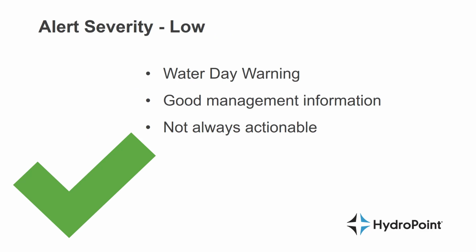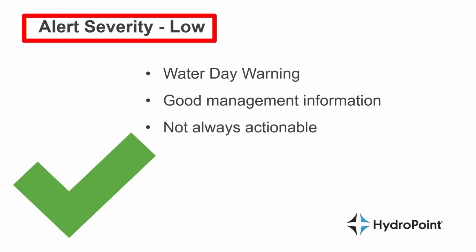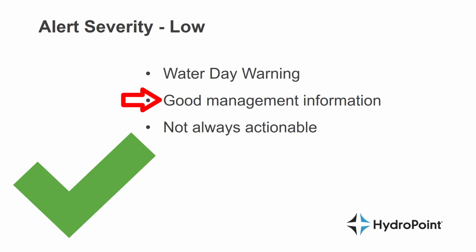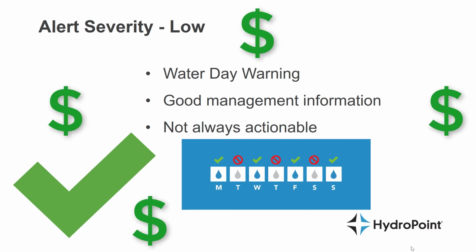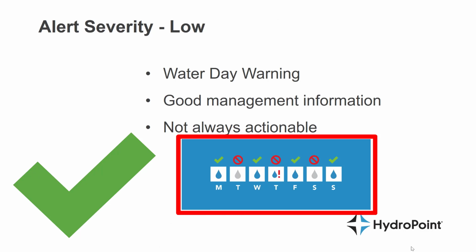The water day warning has a very low alert severity because while it's really good management information, it's not always actionable. That is to say that if your local water purveyor has restricted you to 4 irrigation days a week, there can be fines and penalties for not obeying those restrictions, so the schedule will never be allowed to run outside of those restricted times.